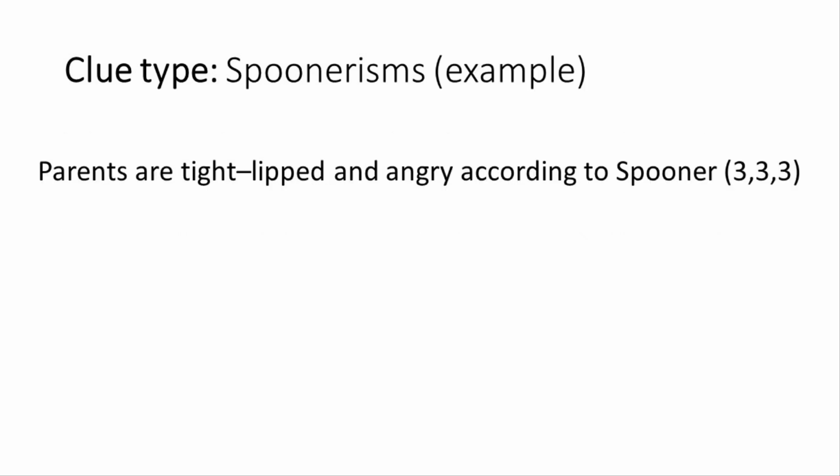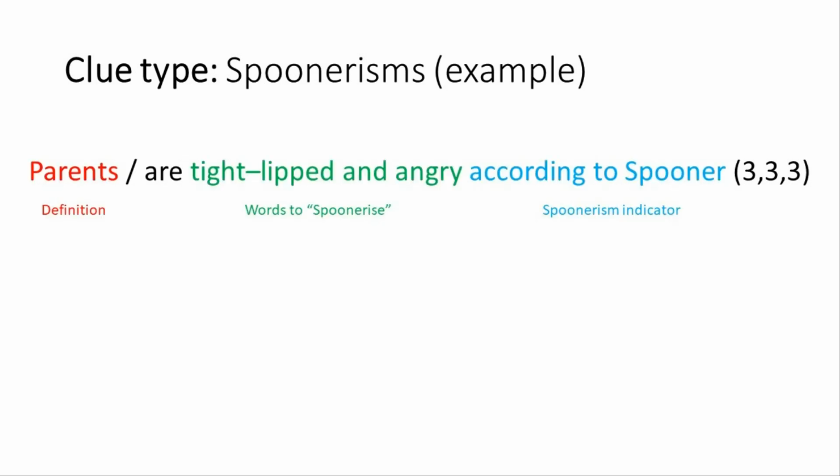I spent a while this morning trying to come up with an example of spoonerism. I'm not sure I did the best job, but here goes. Parents are tight-lipped and angry, according to Spooner, 333. I've been slightly naughty here and slipped in a homophone. Here, parents are the definition, tight-lipped and angry are the words to spoonerise, and according to Spooner is the spoonerism indicator. So first we need to think of synonyms for tight-lipped and angry. Here, dumb, as in not to speak, tight-lipped, and mad, as in angry, are the answers.